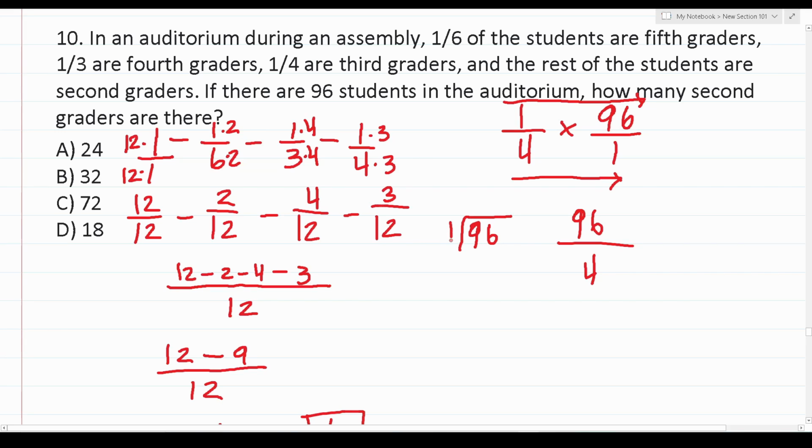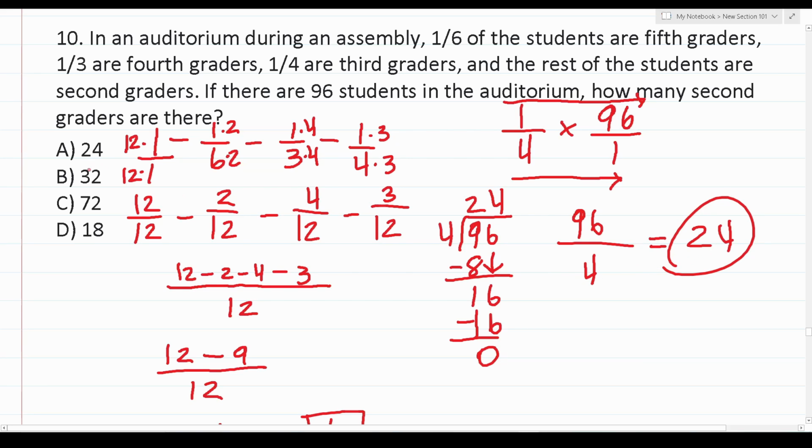96 divided by 4. And I start by asking myself, how many times does 4 go into 9 without going over? And that's going to be 2 times, given that 4 times 2 is 8. 9 minus 8 is 1. Drop down this 6. 4 times 4 is 16 with no remainder. So 96 over 4 is 24. So in other words, 24 of the students in this auditorium during this assembly are in second grade. And that's answer choice A.